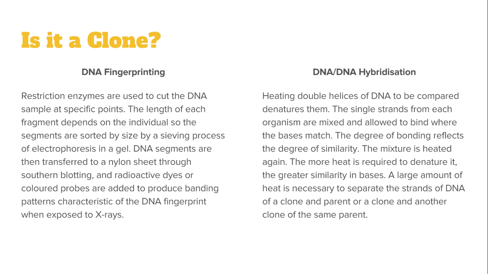So, how can we work out if it is a clone? One way is by DNA fingerprinting, which is the use of restriction enzymes to cut the DNA at specific points, and then we go through the process of electrophoresis, and we can see how similar sections of DNA are. The other is DNA hybridization, where we allow the DNA samples to separate and then we cool it down and allow them to join back together. Their degree of bonding reflects their similarity.